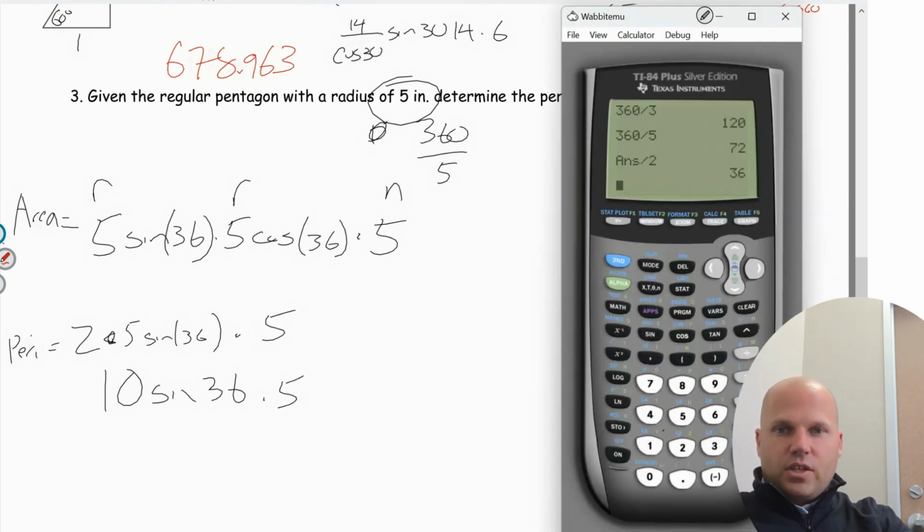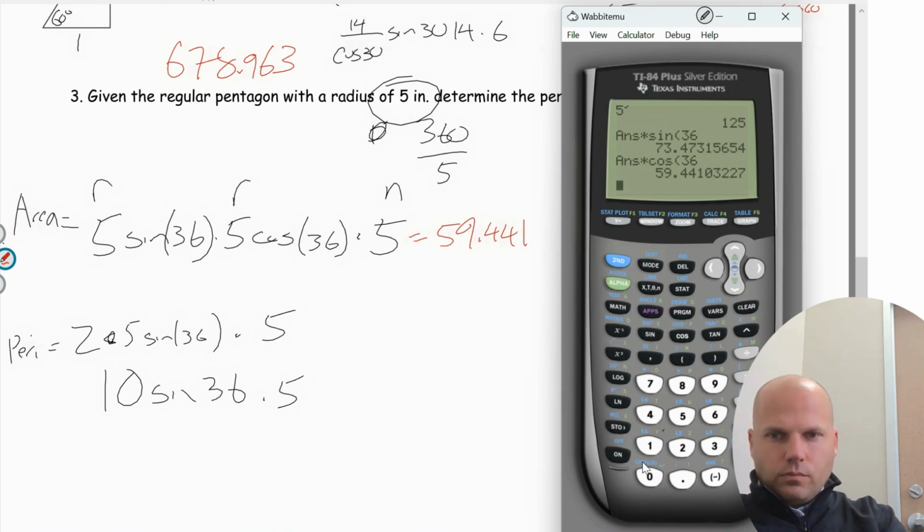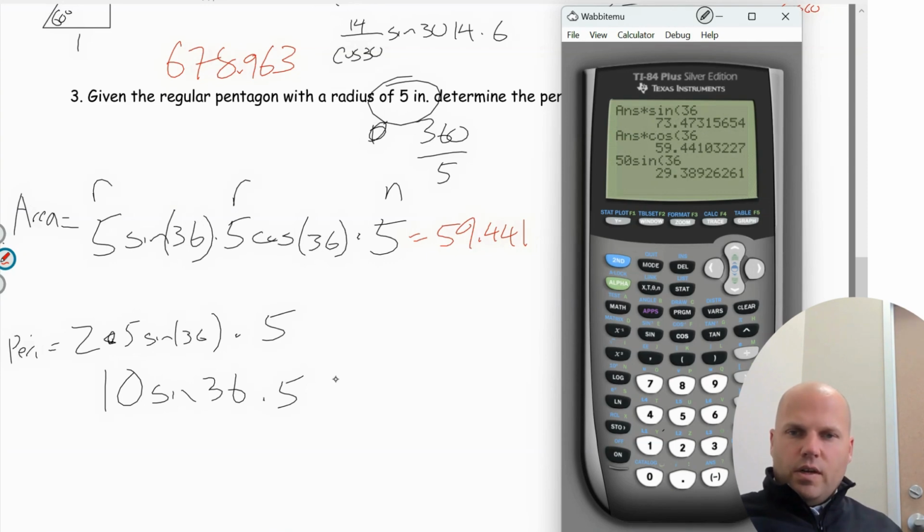Many of you probably want the answer because you'll feel comfortable. It's 59.441. Here, 10 times 5 sine 36, 29.389.